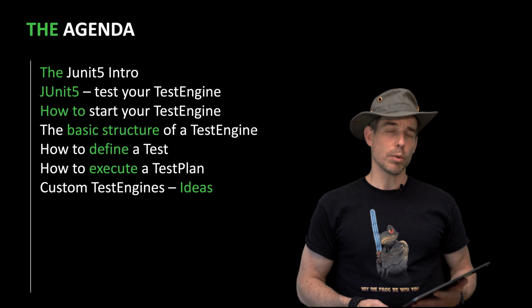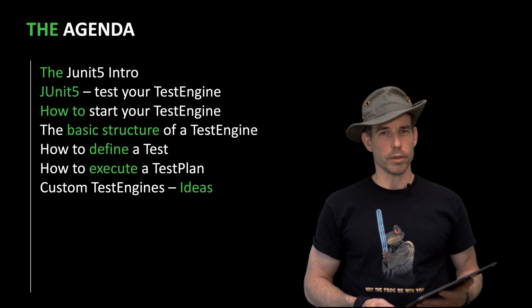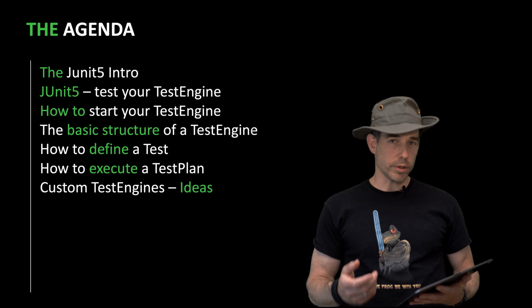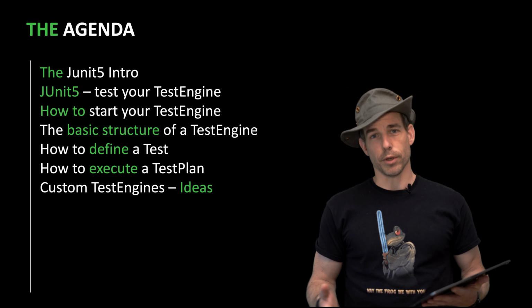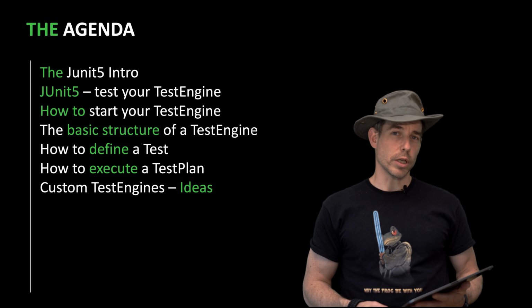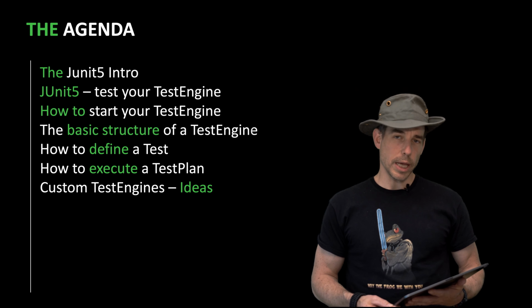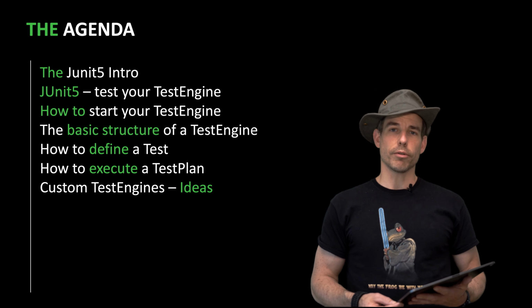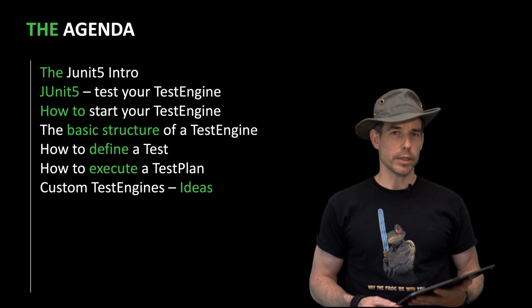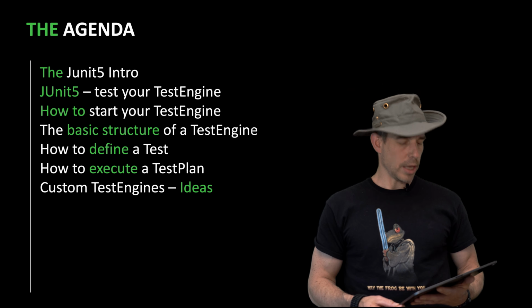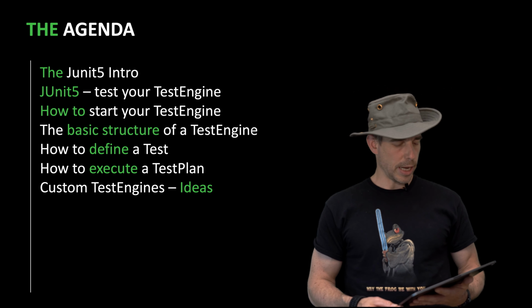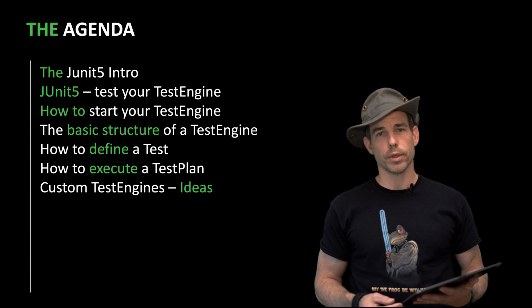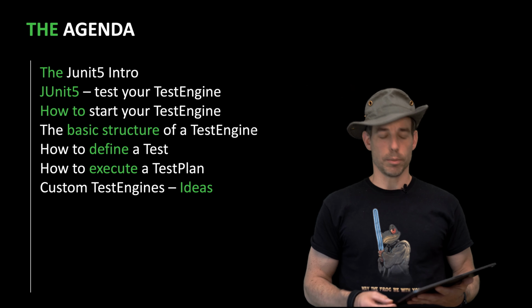That means in the beginning we will have a short introduction about the possibilities of the default test engine from JUnit5. After this I will show you how to test your test engine so that you are able to test your own test engine later, and how to start a custom test engine. After this, we will have a short overview about the basic structure of test engines, and then how to define a test so that a developer can write his first test for your custom test engine, then how to execute test plans, and in the end, custom test engines, some ideas and possibilities, what you could do with custom test engines and why this will help you.